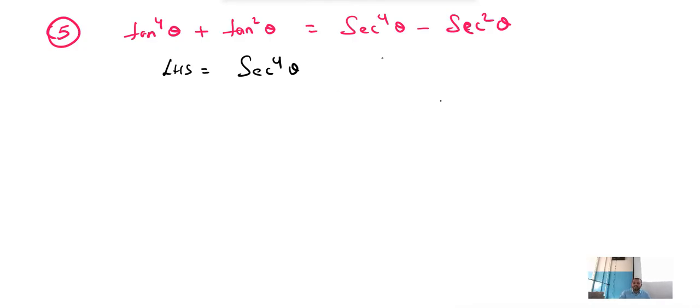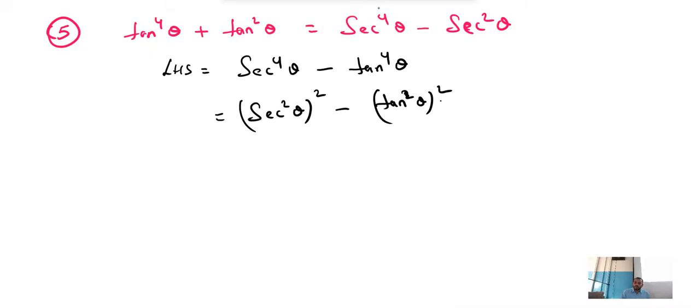Now I will assume LHS as secant power 4 theta, and I will write it as it is. Plus tan power 4 theta I will take to the other side, so it becomes minus tan power 4 theta. I am going to take power 4 theta separate and power 2 theta separate. Shall we separate them? Power 4 in one place, power 2 in another place. So what does it become? Secant square theta whole square minus tan square theta whole square. Now it's in the form of a square minus b square.